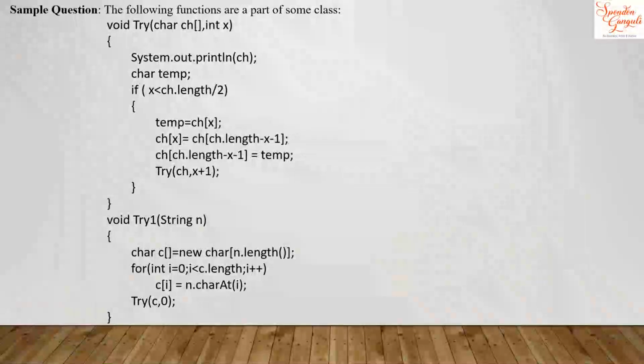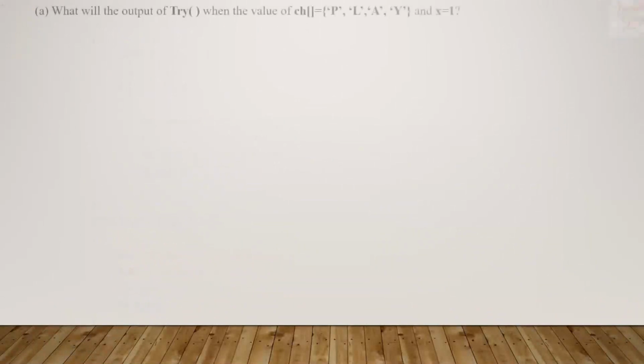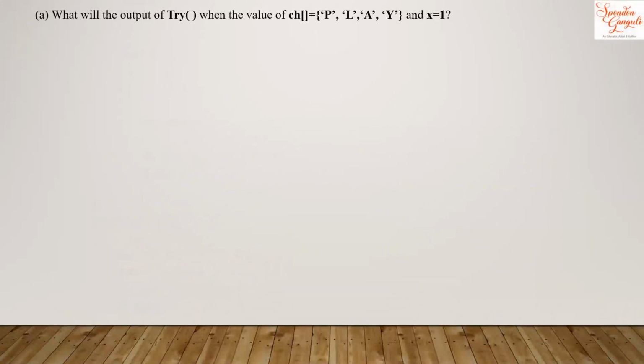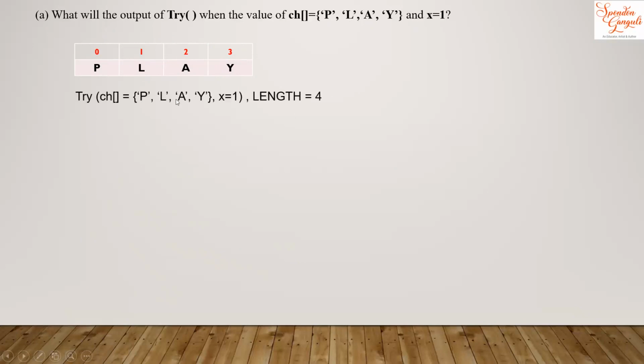Now, to find the output of a recursive function, there are various ways. Out of that, one is through a table. The question here is, what will be the output of try when the character array is holding play, and x is 1? Let's see. So the character array P having play at index positions 0, 1, 2, 3, the length of the array becomes 4.